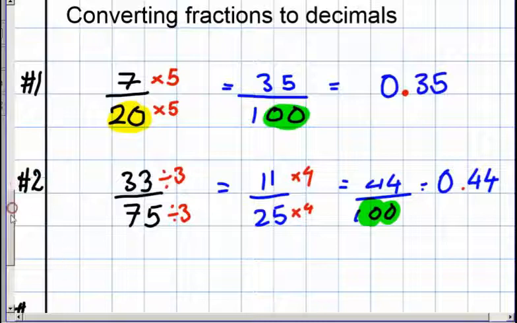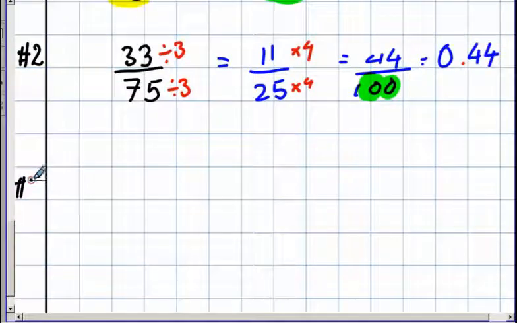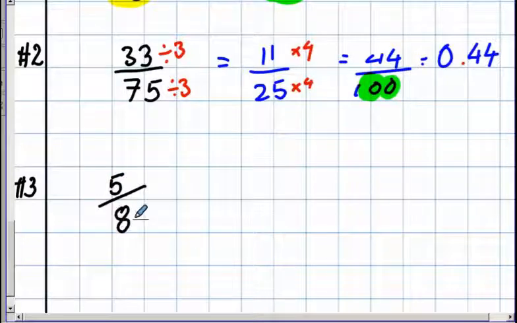Now, example 3. Apologies. 5 over 8. There is a number that you can multiply top and bottom by, 1 or 2 of you may work it out, so that it's over 10, 100 or 1,000. But not all of you will. So here is our fallback.